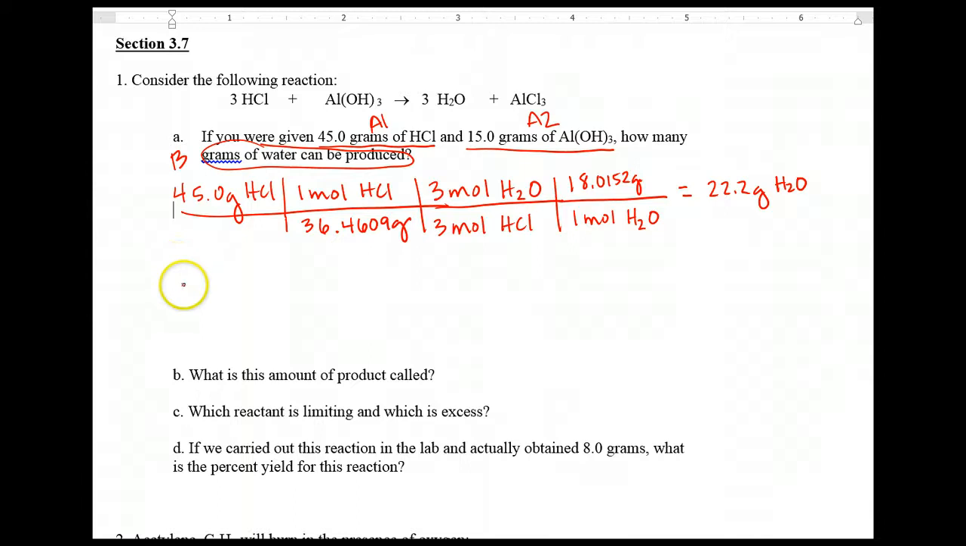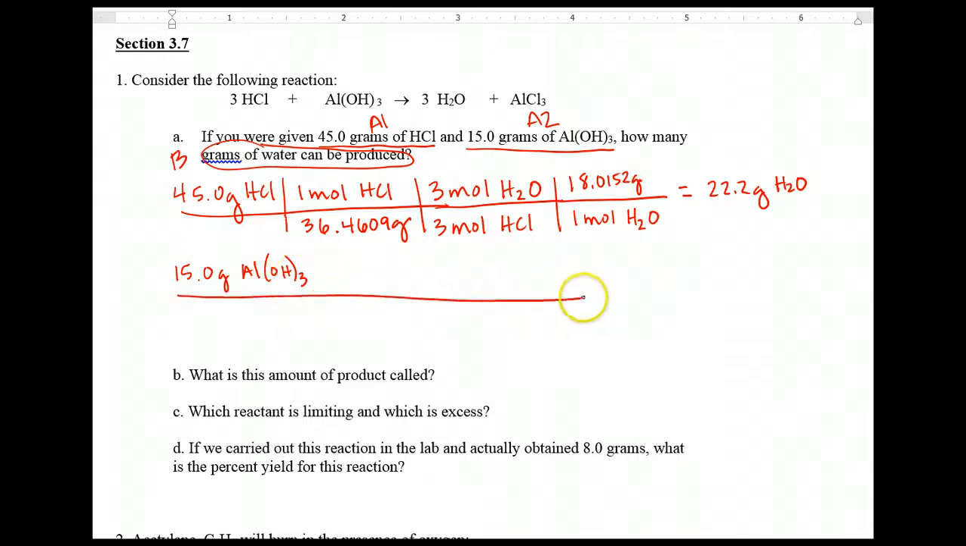The other given number, A2, is 15 grams of aluminum hydroxide. Keep in mind we still want to solve for grams of water, so it'll be another grams of A to grams of B calculation. For aluminum hydroxide, we need to change it to moles, so if you add up aluminum, 3 O's, and 3 H's, you should obtain a molar mass of 78.0034 grams.